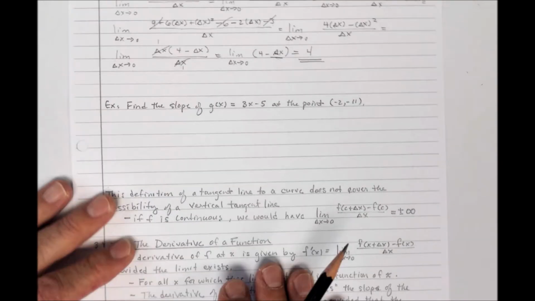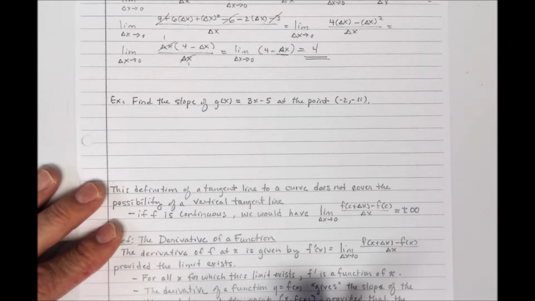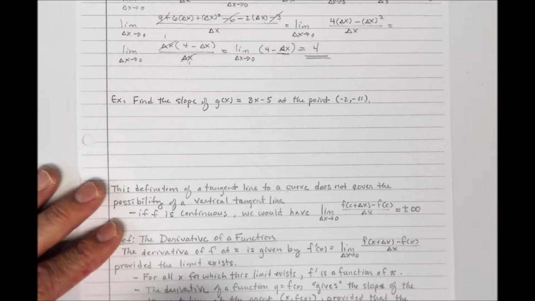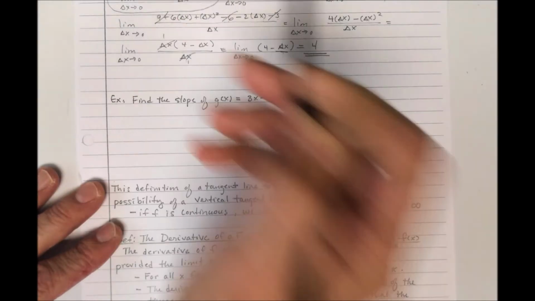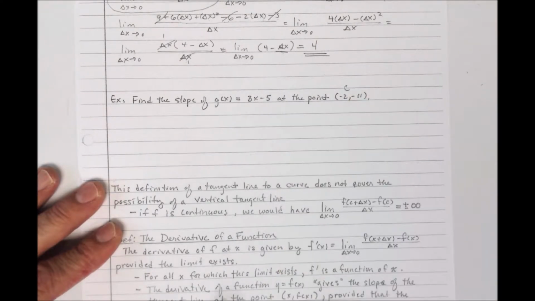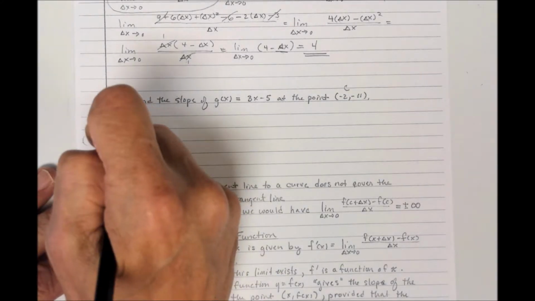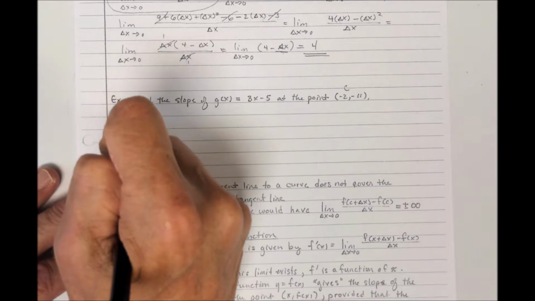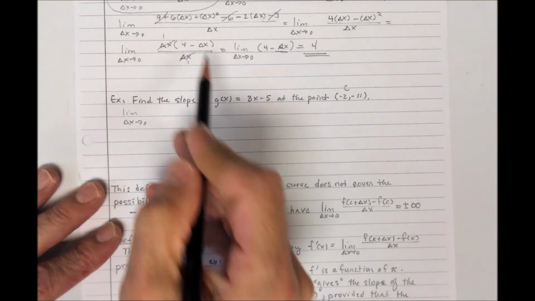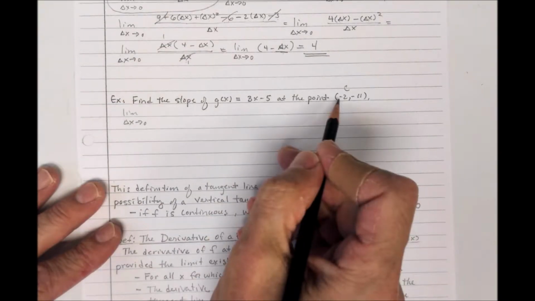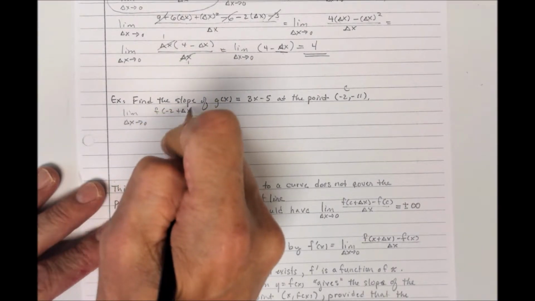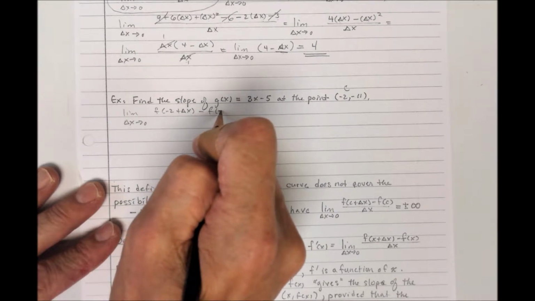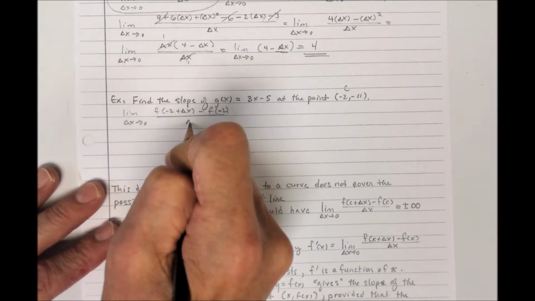Let's try another one. This one's a little simpler in a way, although students sometimes struggle with this because of what happens. You'll see that here in just an instant. So I'll go back to this guy. And in this case, this is c, negative 2. So I am taking the limit as delta x goes to 0 of f of negative 2 plus delta x minus f of negative 2 all over delta x.